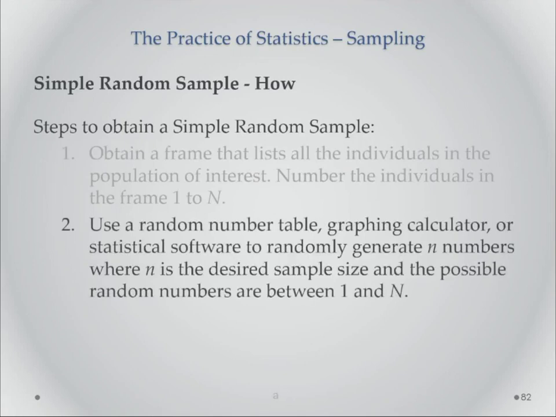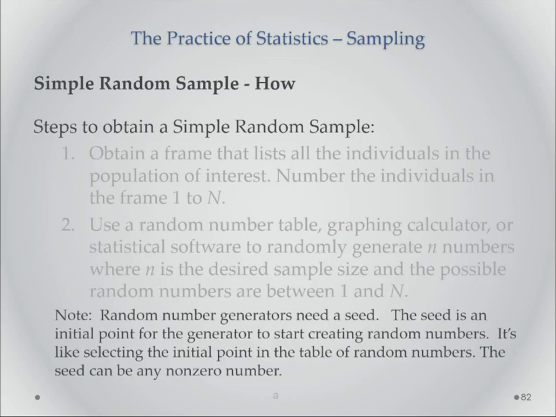And then we use a random number table, a calculator, or some sort of software or some way to randomly generate n numbers, the sample size. So of that 300, maybe we're looking for 30. So we need to generate 30 random numbers between 1 and 300.